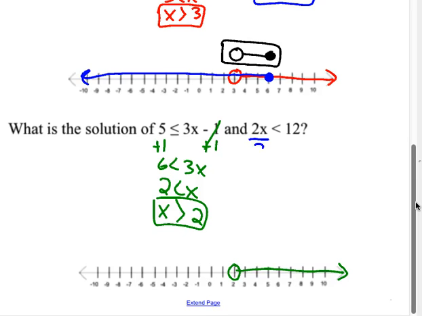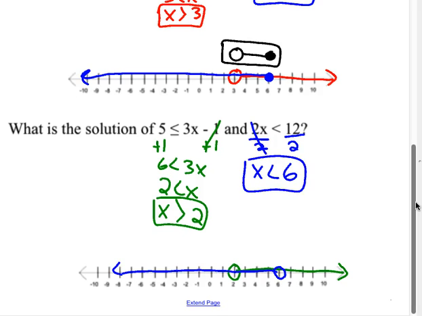Then this one to solve is pretty easy. Just divide by 2, x is less than 6. So open circle at 6, like that. And again, and just means I want the overlap. So I put the two ends, and then it's only that overlap piece. Only the black is the solution. So you have to make sure that you indicate that to me. Okay, that is the only part that is the solution.